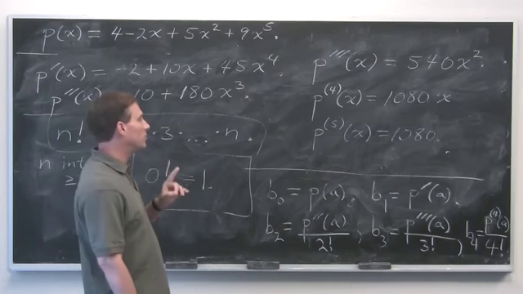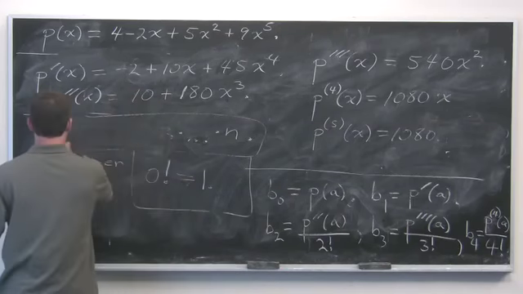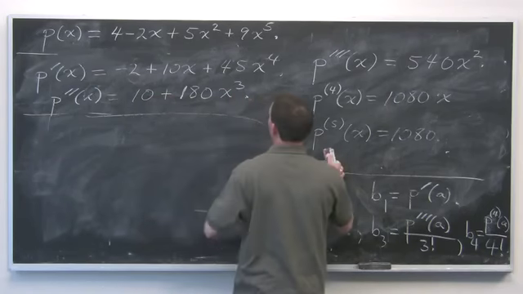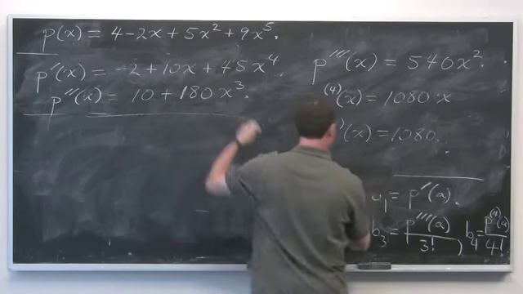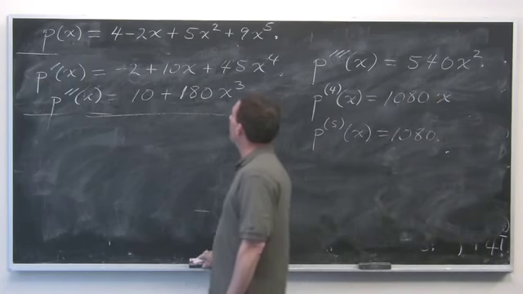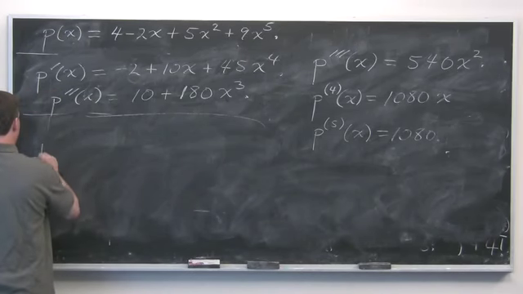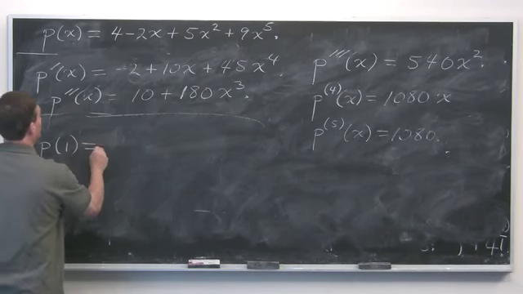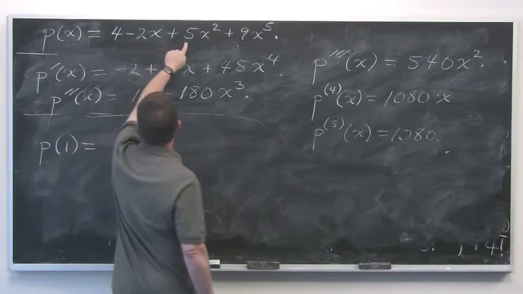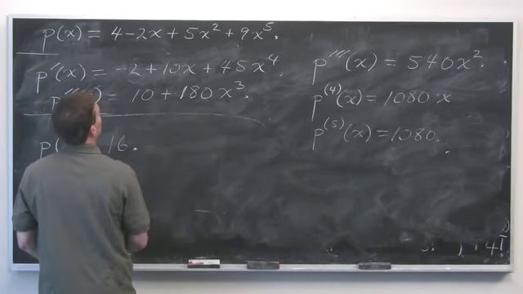This is not what we need. We need them evaluated, excuse me, we need them evaluated at 1. Right? We're trying to rewrite this as a polynomial centered at 1. We need the derivatives of it evaluated at 1, and P itself, the 0th derivative. So what's P at 1? All right, it is 4 minus 2, 2 plus 5, 7 plus 9, 16. P of 1 is 16.